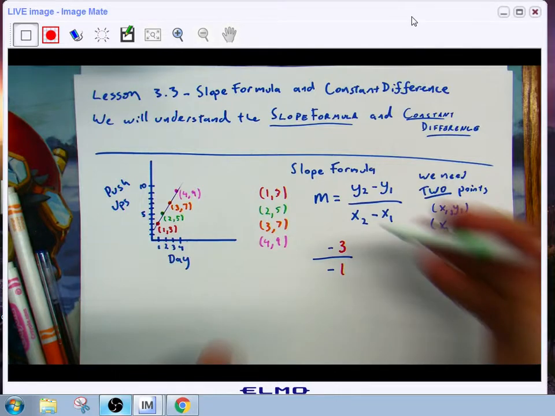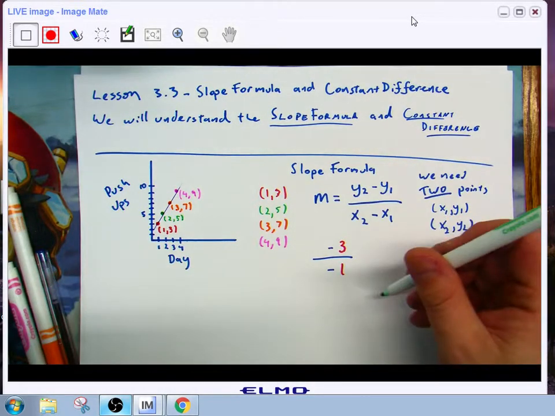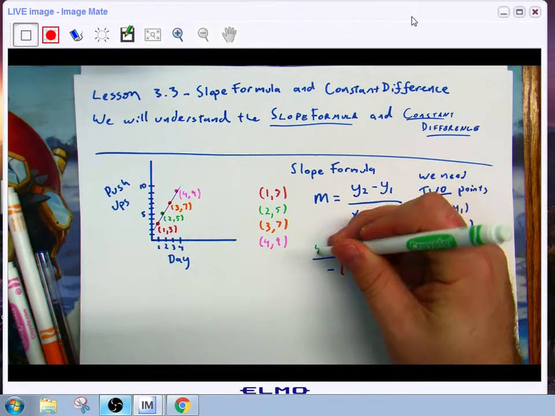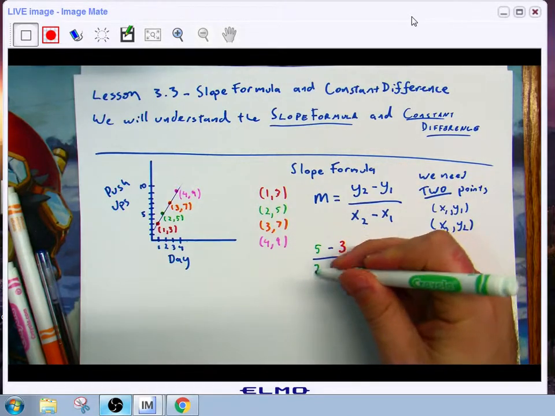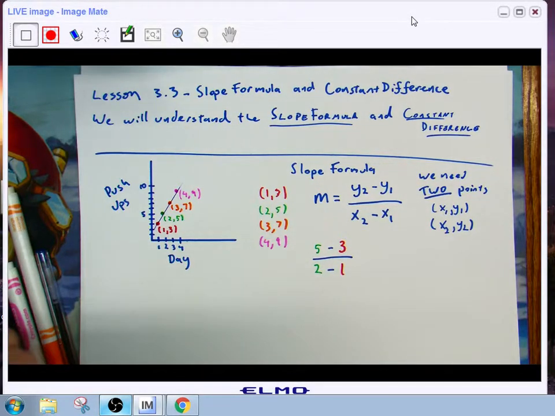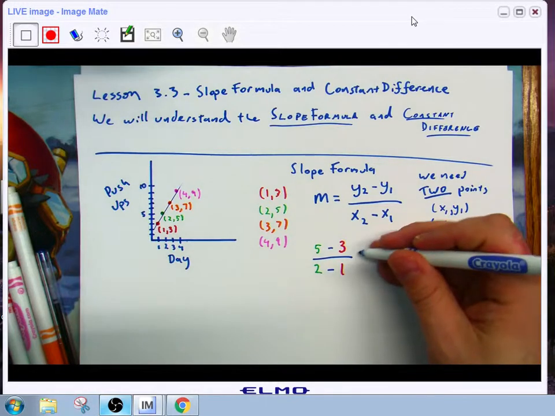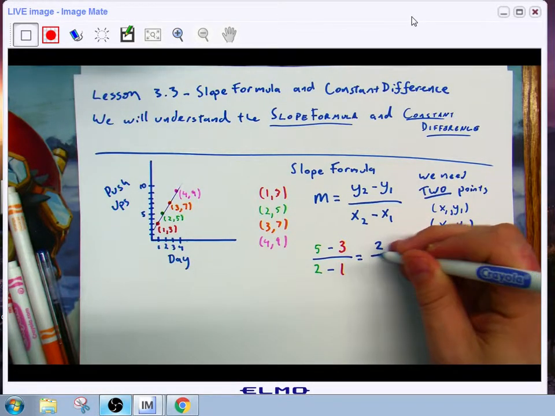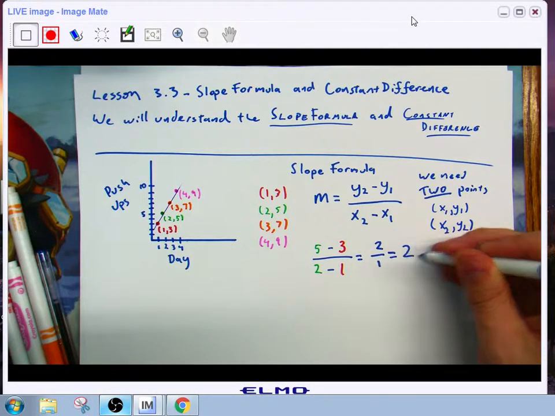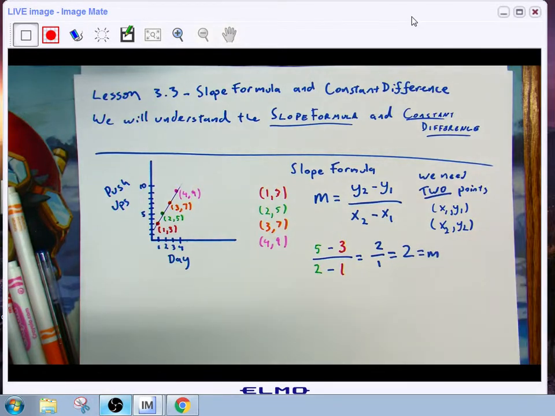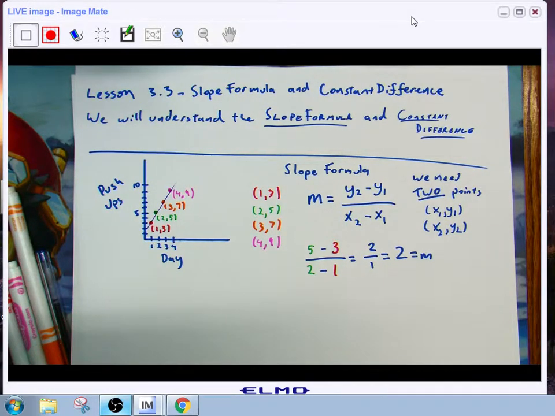I'll say the green point is my second point. So the y value is 5. The x value is 2. 5 minus 3 is 2. 2 minus 1 is 1. So my slope is 2. That's how I use the formula. Does that kind of make sense?